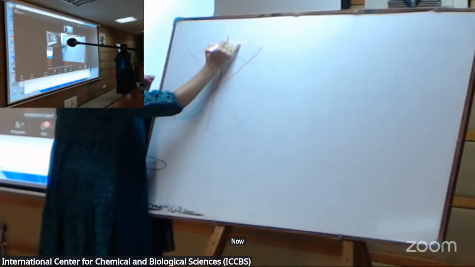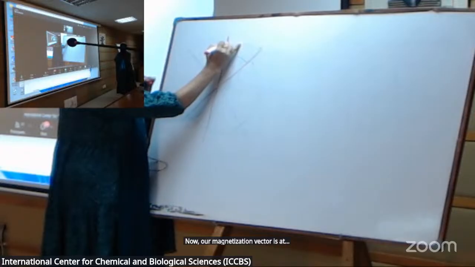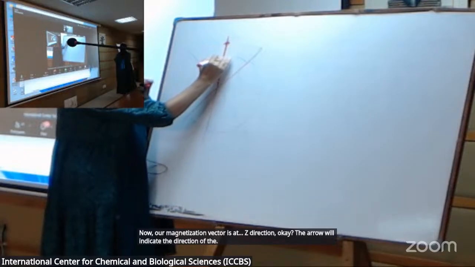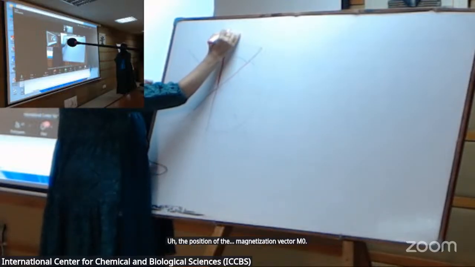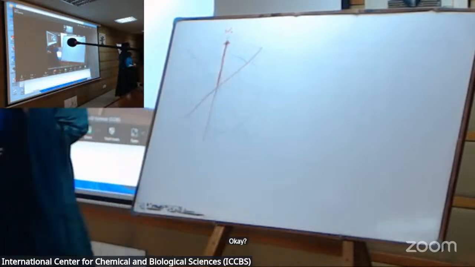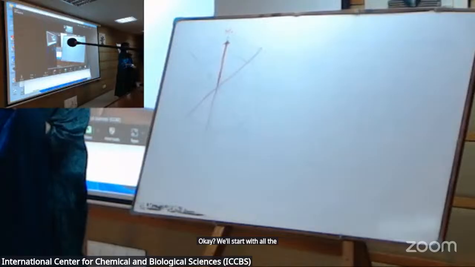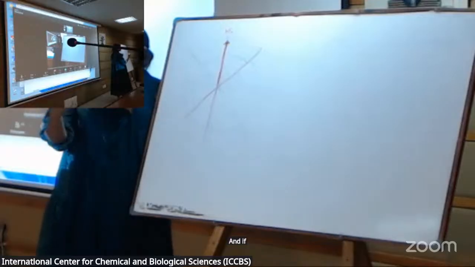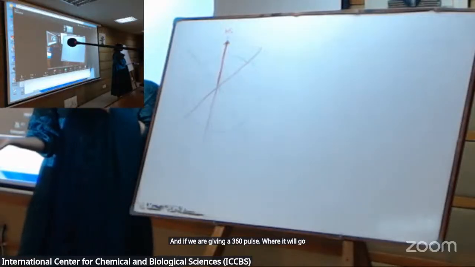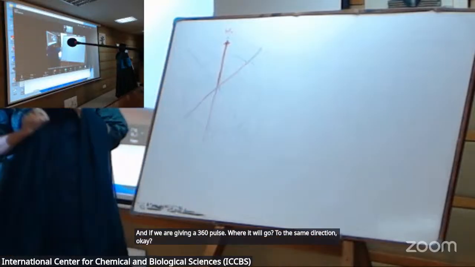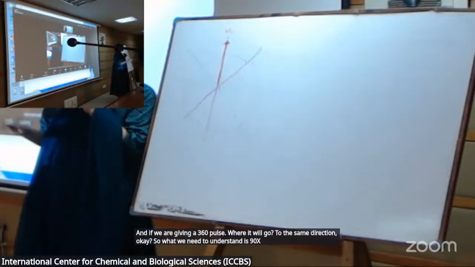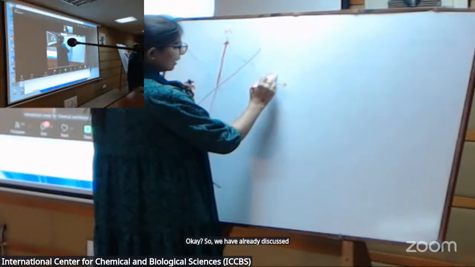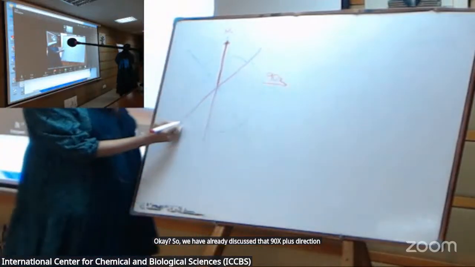Now our magnetization vector is in the z direction. The arrow will indicate the direction of the position of the magnetization vector M0. We'll start with the four individual pulses, because we already know that 180 will bring it to minus z, and a 360 pulse will bring it back to the same direction. So what we need to understand is 90x, 90y, 90 minus x, and 90 minus y.